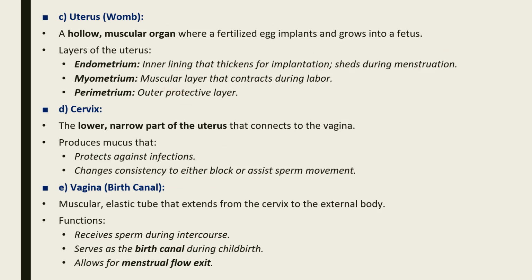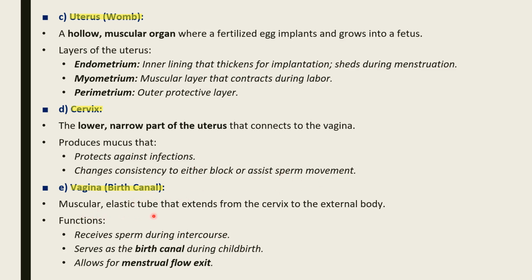Number 3 is the uterus, or womb, then we have the cervix, and the vagina, the birth canal. The uterus is a hollow muscular organ where a fertilized egg implants and grows into a fetus. Layers of the uterus: endometrium, myometrium, and perimetrium. The cervix is the lower narrow part of the uterus that connects to the vagina. It produces mucus that protects against infections and changes consistency to either block or assist sperm movement.